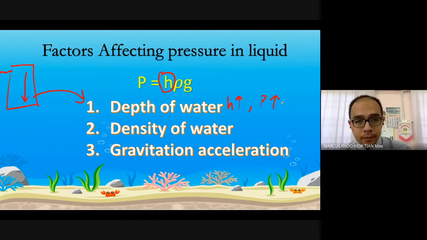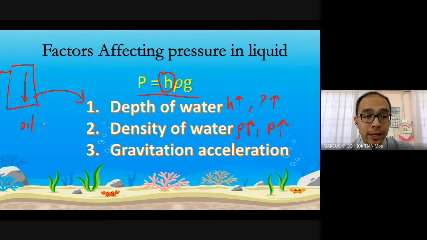Okay. Secondly is the density of the water. Okay. So we find that because of the formula, take a look at the formula. Formula is all one line, right? So if my rho increases, okay, if my density increases, my pressure will also increase. Okay, for example, oil and water. Okay, between oil and water, which is more dense? Which one has the higher density?